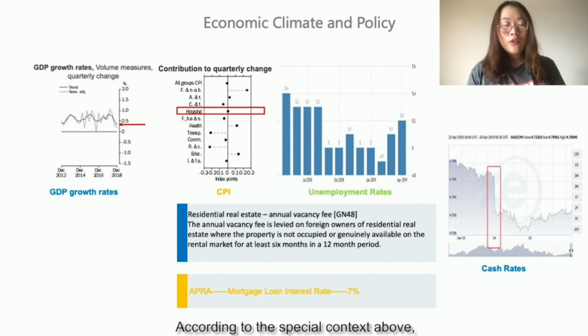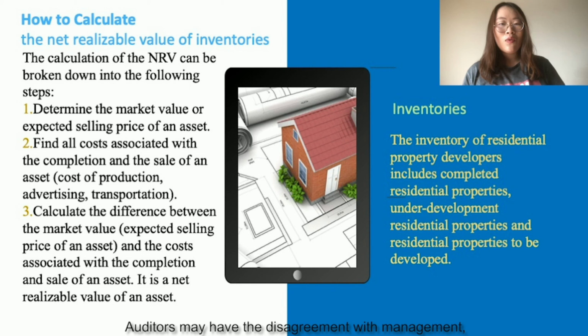Let's talk about the final part. According to the special context above, the current regulatory and economic climate shows the poor condition of the residential property developer industry. In this situation, residential property which is not yet purchased by investors will become the inventories for the residential property developer. Inventories occupy a large proportion of assets. It is important to calculate the net realizable value for each inventory at the financial reporting date. Moreover, the calculation of this account is performed by management, which means it involves significant management judgment. Auditors may have disagreement with management because they may choose different market value or expected selling price of inventory. Thus, auditors may identify the appropriate disclosure about the net realizable value of inventory on the financial report.